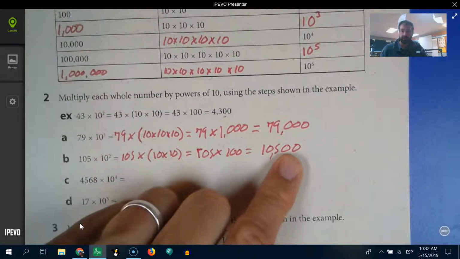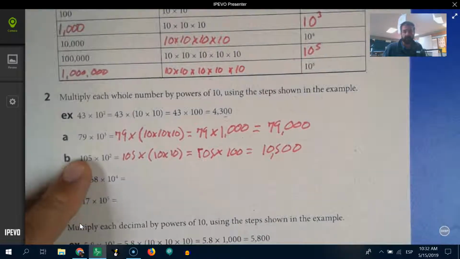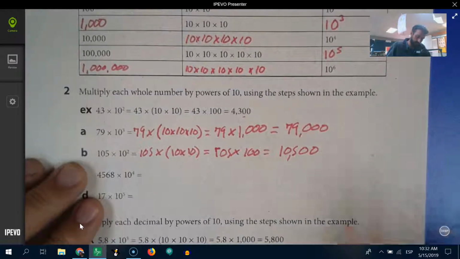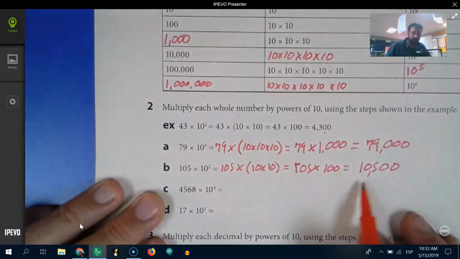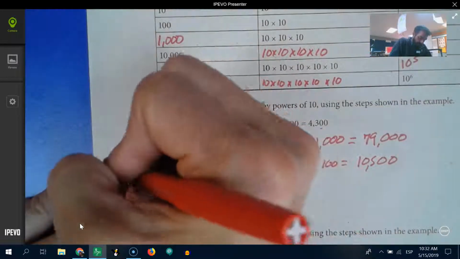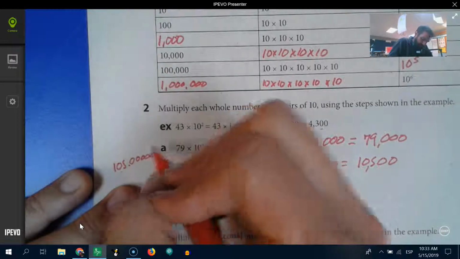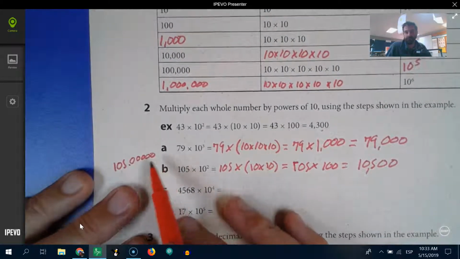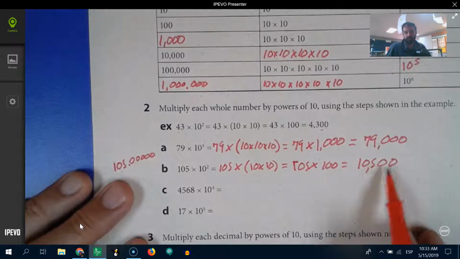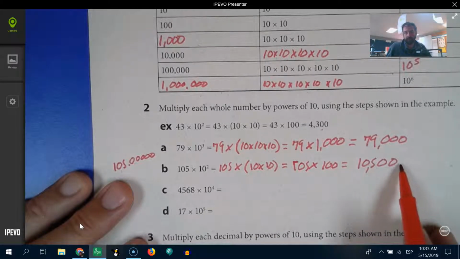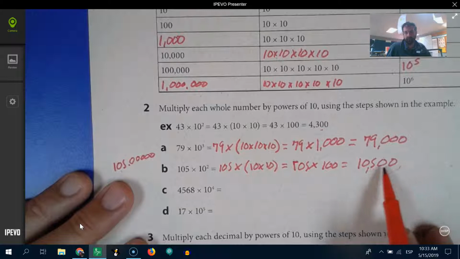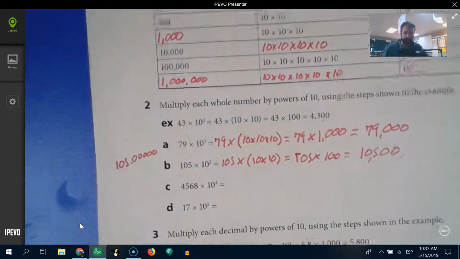Where do these zeros come from? Well, my friend, 105 can be written like this. All of these numbers can be written 105.00000. There's an infinite amount of zeros over here. And so these zeros, where was this zero? It was in the tenths, and then it shifted. Got it? Okay.